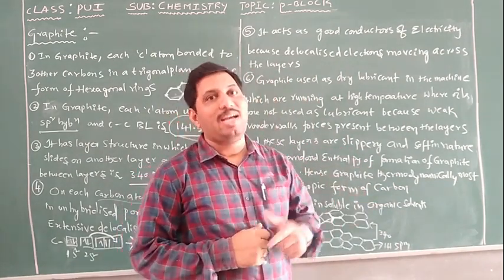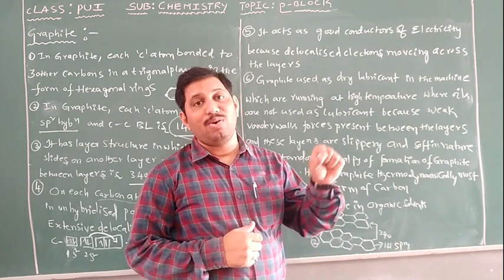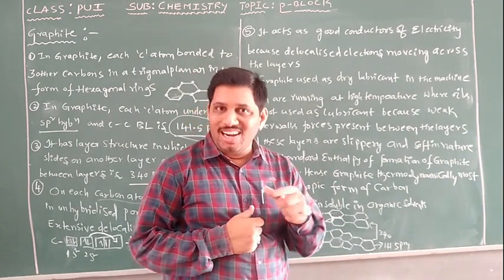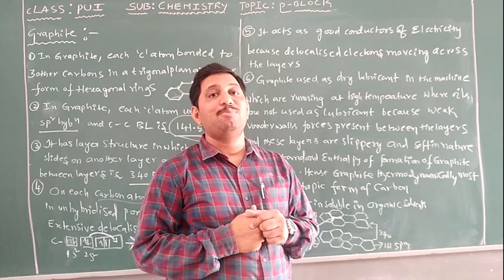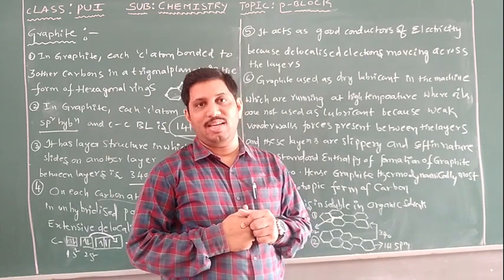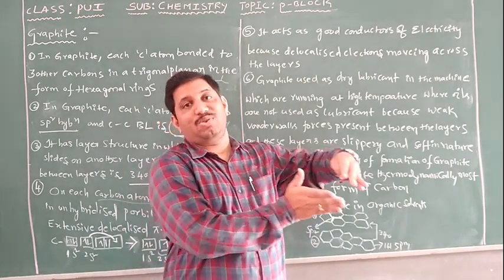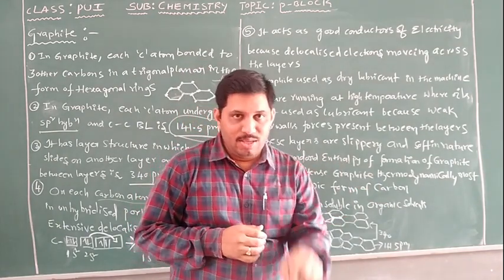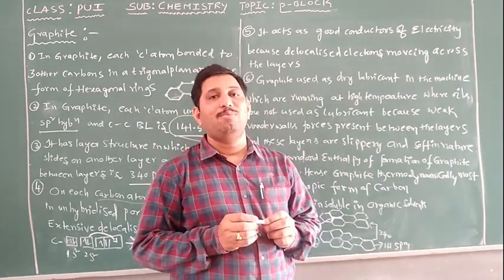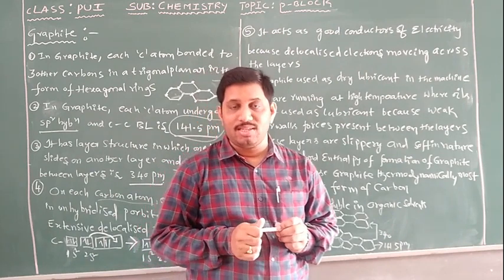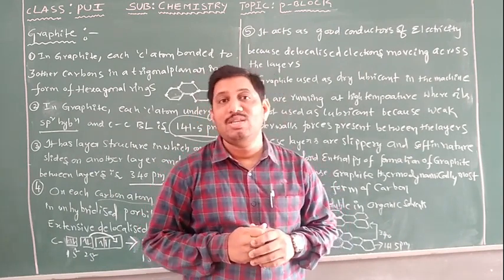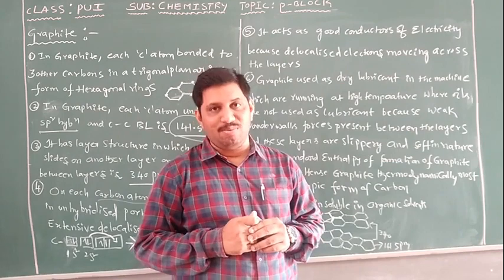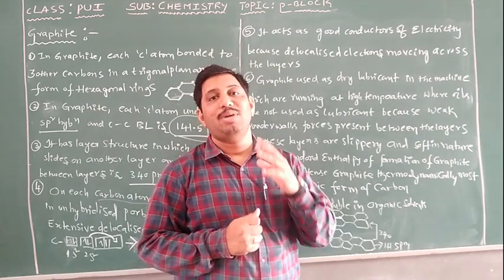Graphite is a covalent compound. Generally, all the covalent compounds are bad conductors of electricity. Ionic compounds are good conductors of electricity. Even though graphite is a covalent compound, it can act as a good conductor of electricity because of the extensive delocalized pi electron system.